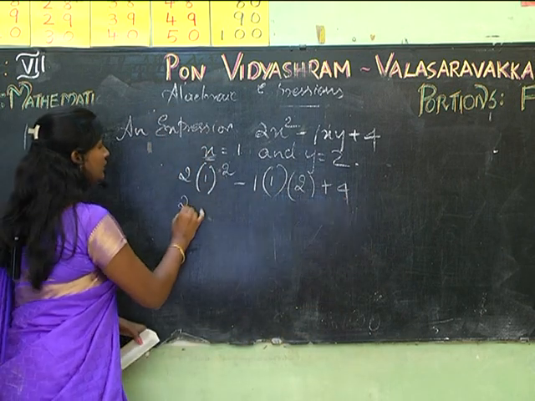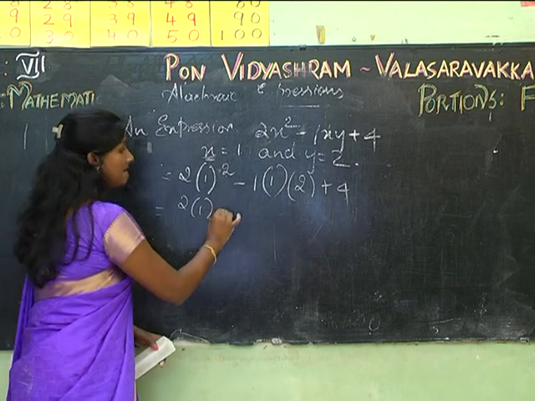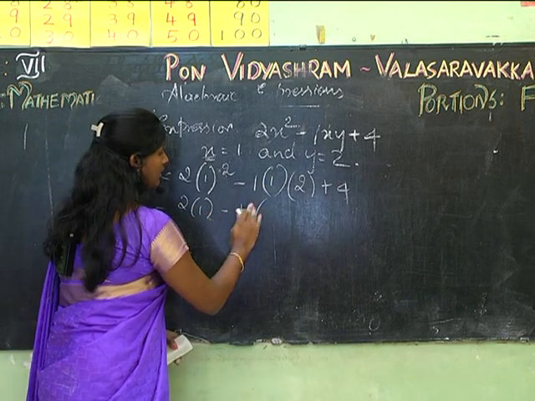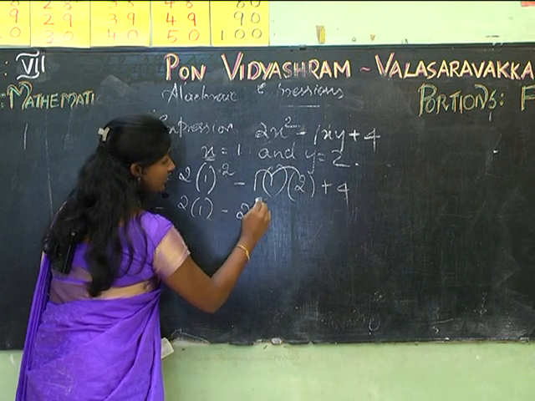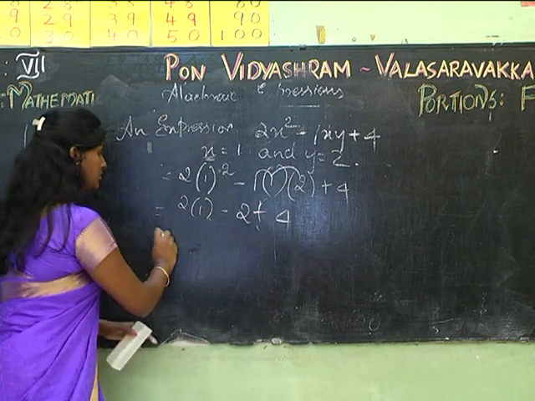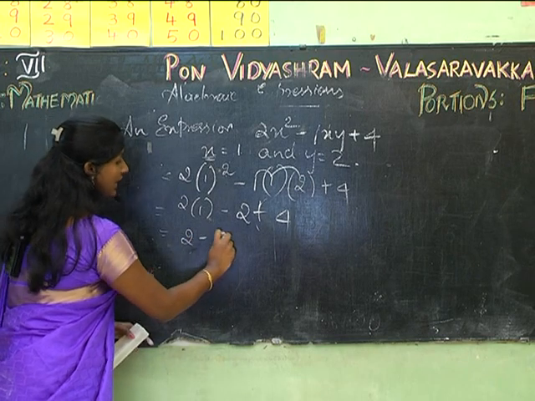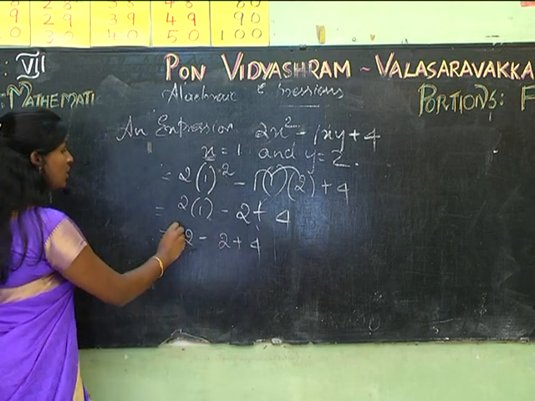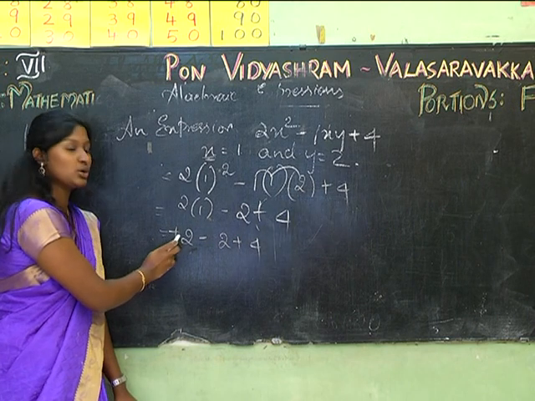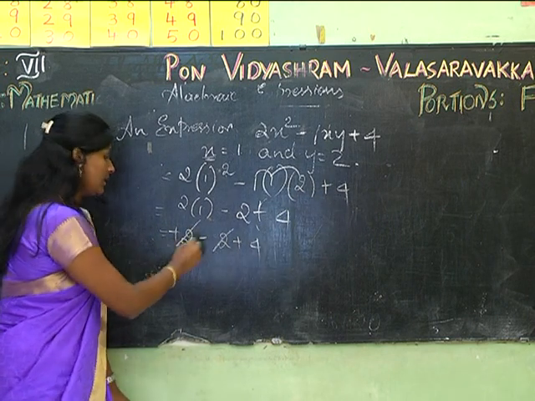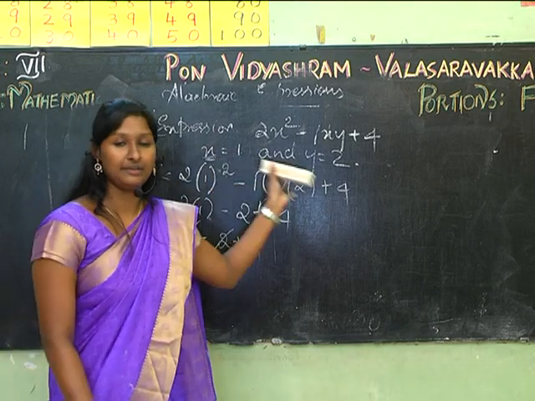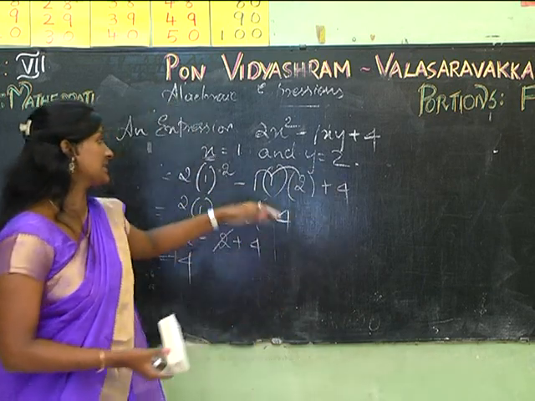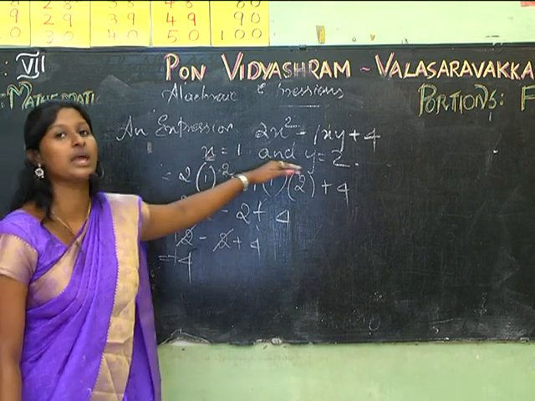So 2 into 1 square is 2, minus 1 into 1 is 1, 1 into 2 is 2, plus 4. So what will you get? 2 into 1 is 2 minus 2 plus 4. So alternate sign, plus 2 and minus 2 will get cancelled. So we will have plus 4 as the answer for the given trinomial expression, as assigned for the values x as 1 and y as 2.